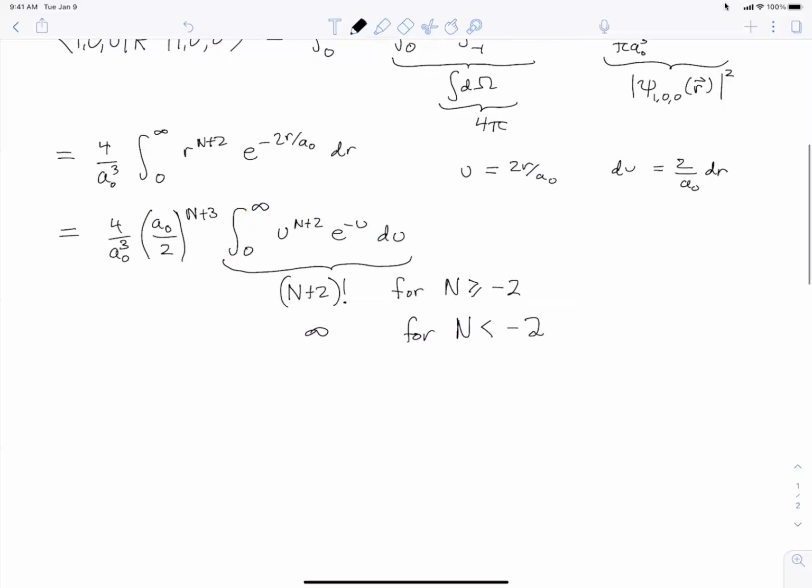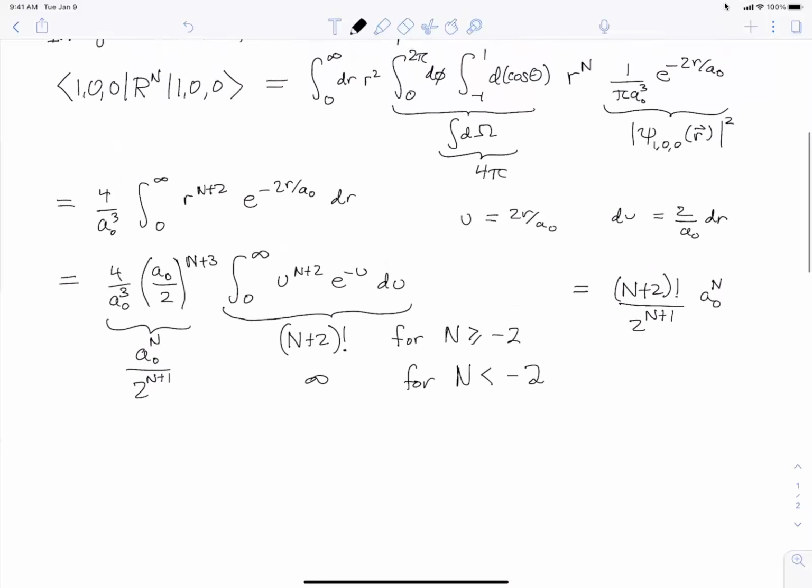Okay, and then this part we can simplify to Bohr radius to the nth over 2 to the n plus 1. And so the whole thing works out to be n plus 2 factorial divided by 2 to the n plus 1 times the Bohr radius to the nth power.